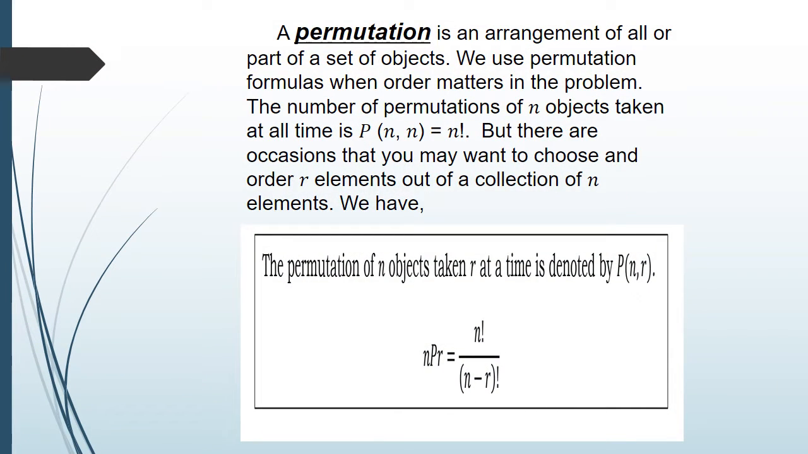What is a permutation? A permutation is an arrangement of all or part of a set of objects. We use permutation formulas when order matters in the problem. The number of permutations of n objects taking all at a time is P(n) equal to n factorial. But there are occasions that you may want to choose and order r elements out of a collection of n elements. The permutation of n objects taking r at a time is denoted by P(n,r), where nPr is equal to n factorial over the quantity n minus r factorial.